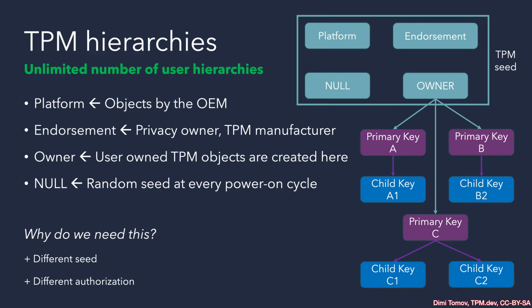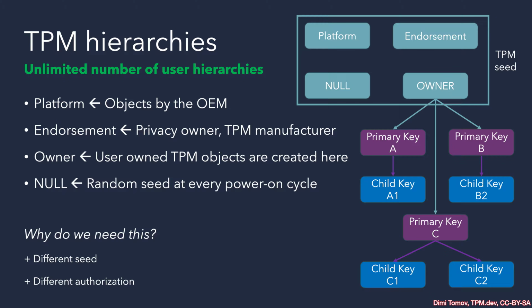The owner hierarchy we already covered. You can have as many keys as you want, and the good thing is that each primary key has its own authorization. So the hierarchy authorization does not prevent you from having different key owners below, which is important, especially for large systems, automotive, and others.